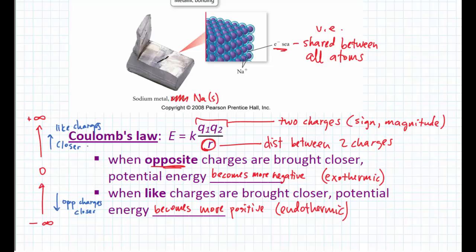Now, we all know that opposite charges attract and like charges repel, but you should be able to explain that in terms now of an energy change, using Coulomb's law. So the r just has to do with that distance, and we're talking about a change in distance too, so we can talk about whether that's endothermic or exothermic. Q's, we talked about the sign of those charges, their magnitudes are also important there too, as we'll see in just a little bit.